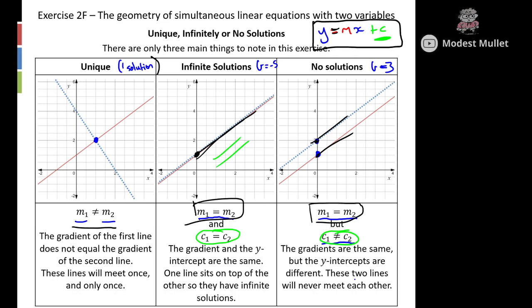Are the gradients different? If they're different, they're going to cross once. If the gradients are the same, they're either going to cross all the time, i.e. they're overlapped, which is infinite solutions, or they're never going to cross, which means there are no solutions. And solution just means how many times do they intersect. And this Desmos is a great way to visualize that. All we're doing is trying to find these k numbers that give the special case, and then any other k number apart from that gives us at least one crossing point.